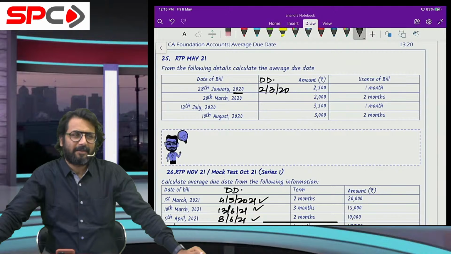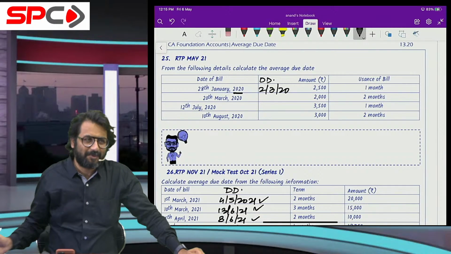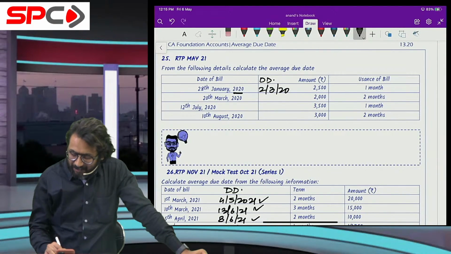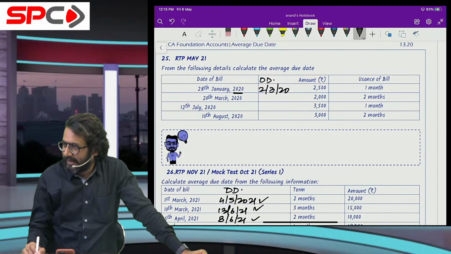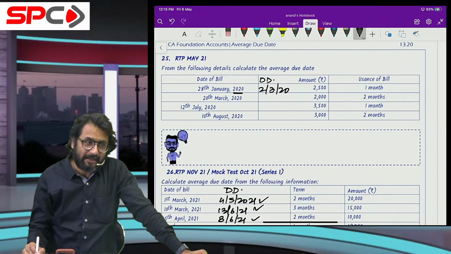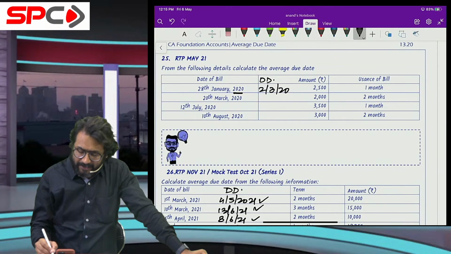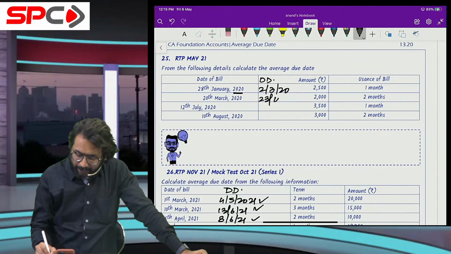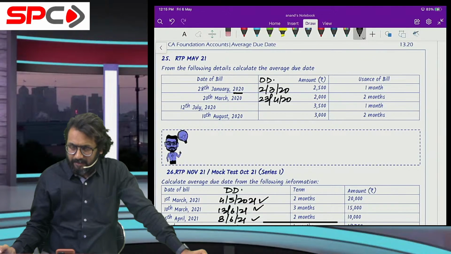Plus 3 days. So you add 3 days more: 2nd March. 20th March plus 2 months will become 20th May. April, you add 3 days. So it will become 23rd April 2020. Agreed?